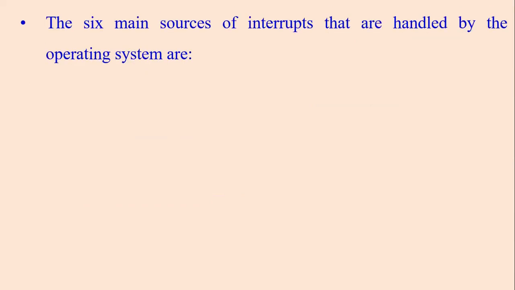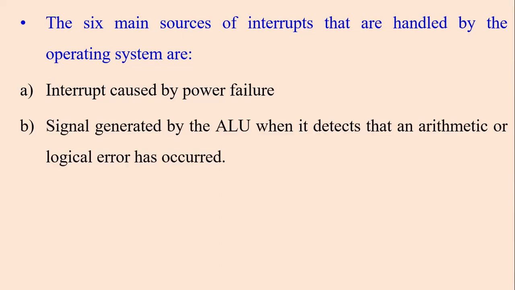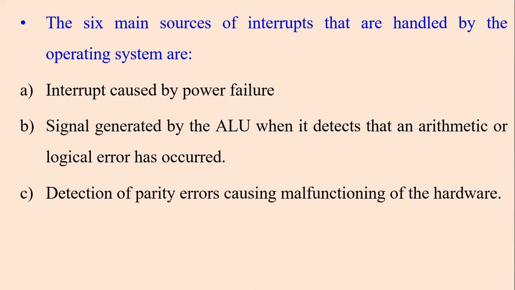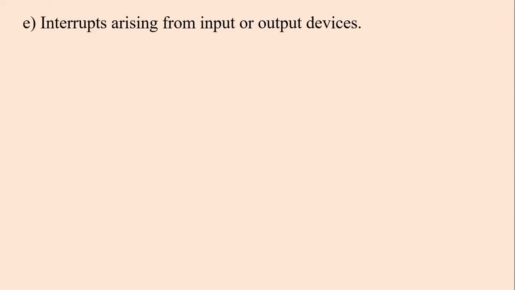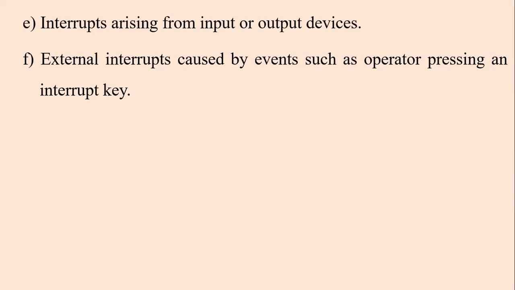So the six main sources of interrupts that are handled by the operating system are: number one is an interrupt that is caused by power failure. Number two is a signal that is generated by the arithmetic and logic unit when it detects that an arithmetic or logical error has occurred. Number three is detection of parity errors causing malfunctioning of the hardware. Number four is interrupts that are generated by real-time clock time sharing. Number five is interrupts that arise from input or output devices. Number six are external interrupts that are caused by events such as the operator pressing an interrupt key.